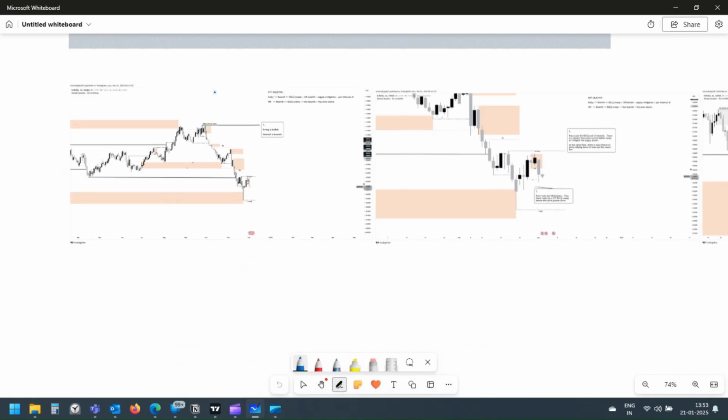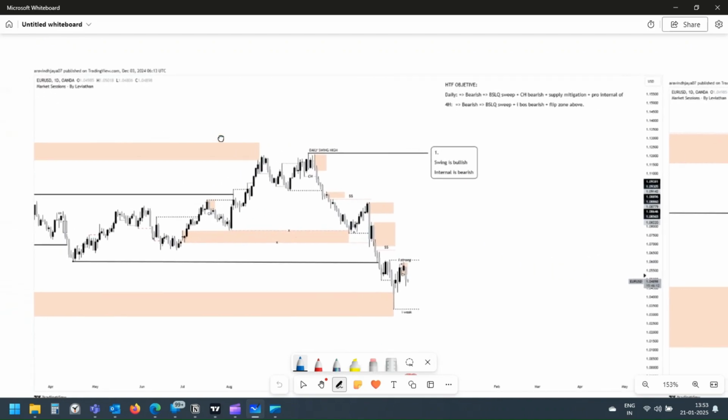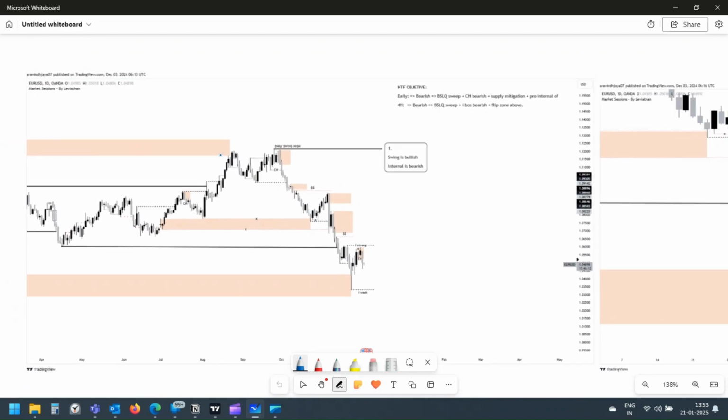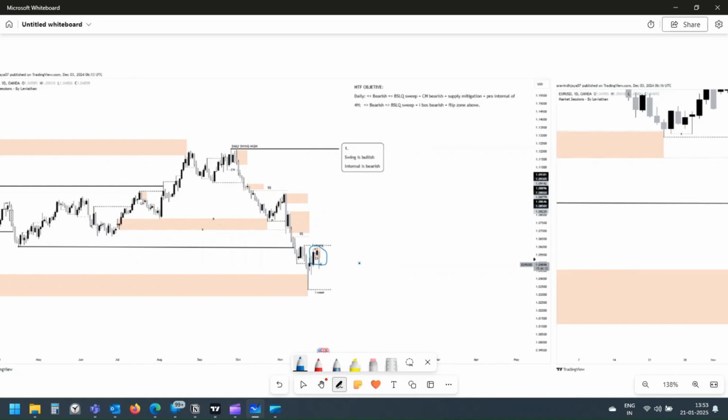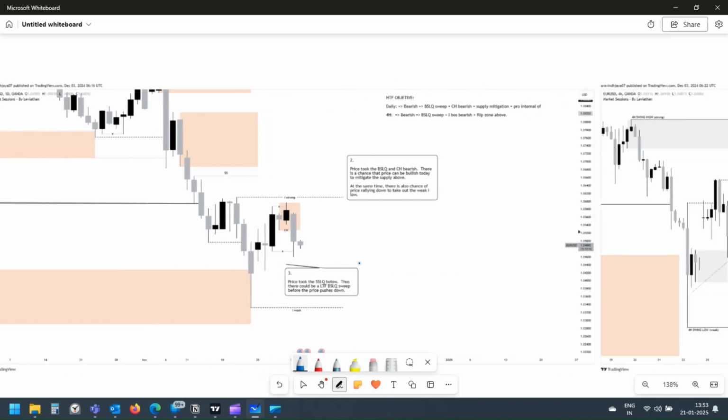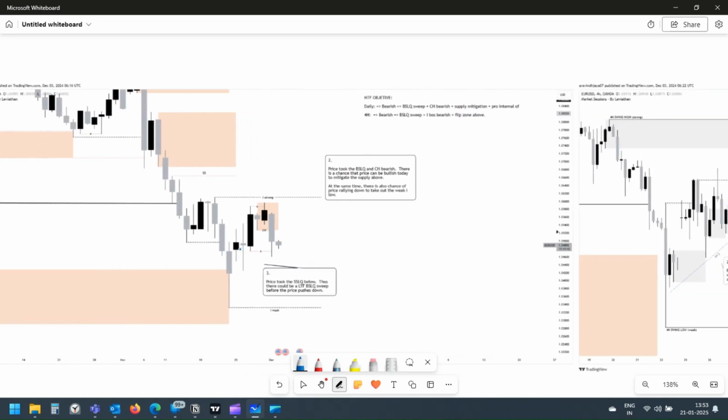So, jumping into the charts from the daily perspective in the Euro Dollar, the swing structure is bearish and internal is bearish, and the price chalked bearish here. So, let me zoom in for more details. Here you can clearly see the price took the buy side liquidity and chalked bearish, but it also took the sell side liquidity. The thing here is the supply is still holding and the price can push further up to mitigate into this supply, and it can push down to take out some more sell side liquidities.